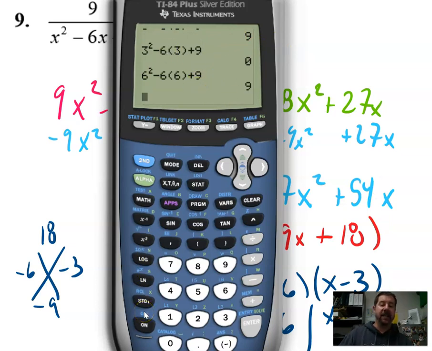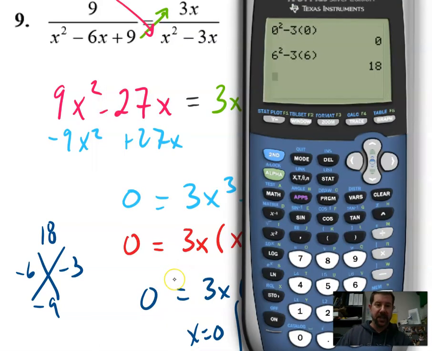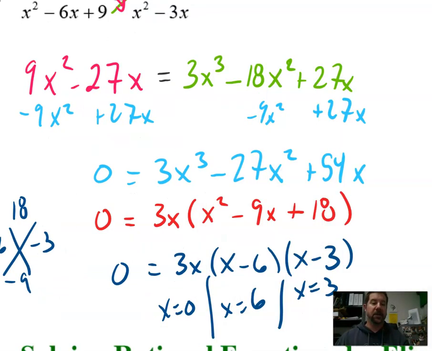Now I need to test it in the other bottom. When I checked in the other denominator, the x squared minus 3x, the 0 didn't work, but the 6 did. So out of the 3 answers, 6 is the only one that worked, and it is my one and only answer. You have to check answers. I always tell my kids I'm going to take off more points if you give me an extraneous solution than if you just make a small mistake. Okay? Check your answers. It's easy to do. So in this case, x equals 6 is our one and only answer.